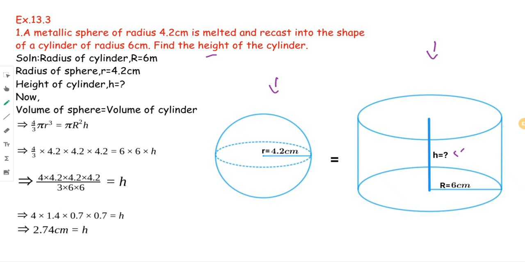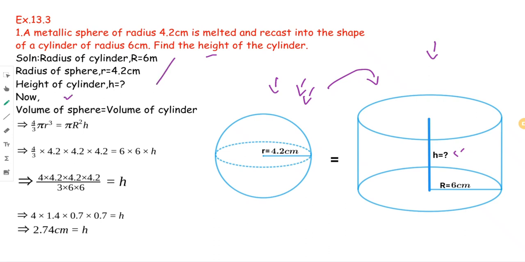Remember the volume will remain the same, because the question did not say anything like they threw something away from the sphere. It's just that the shape changed from a sphere to a cylinder, so volume remains the same. So we'll be using the volume formula of both to find the height of the cylinder. Okay, so write down all this.